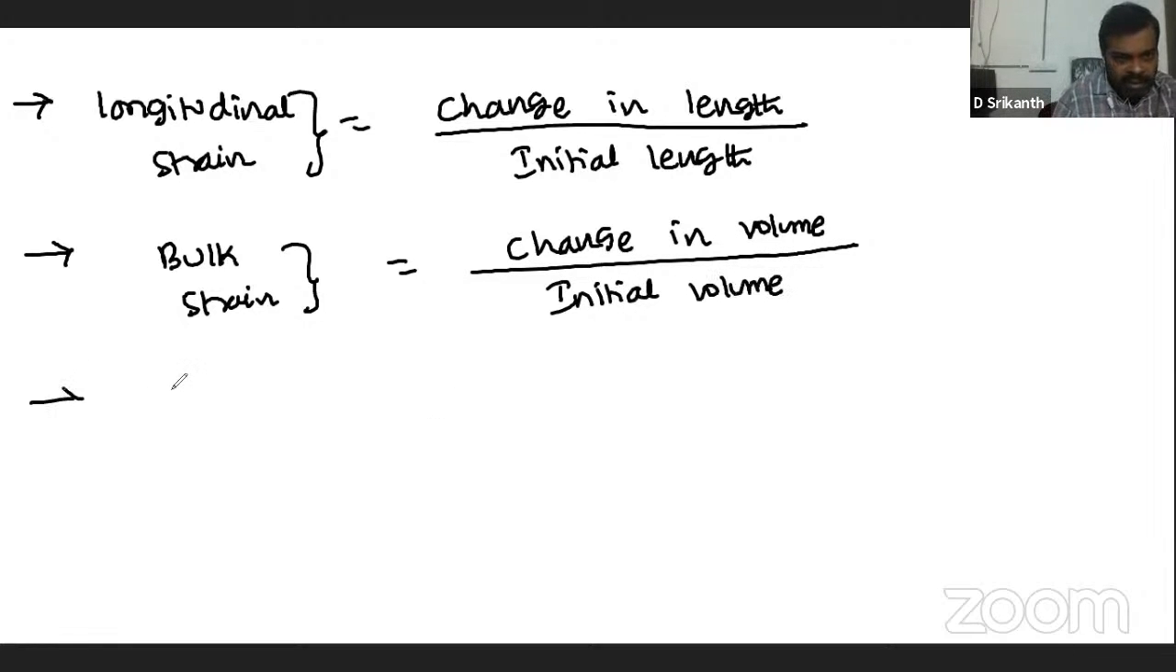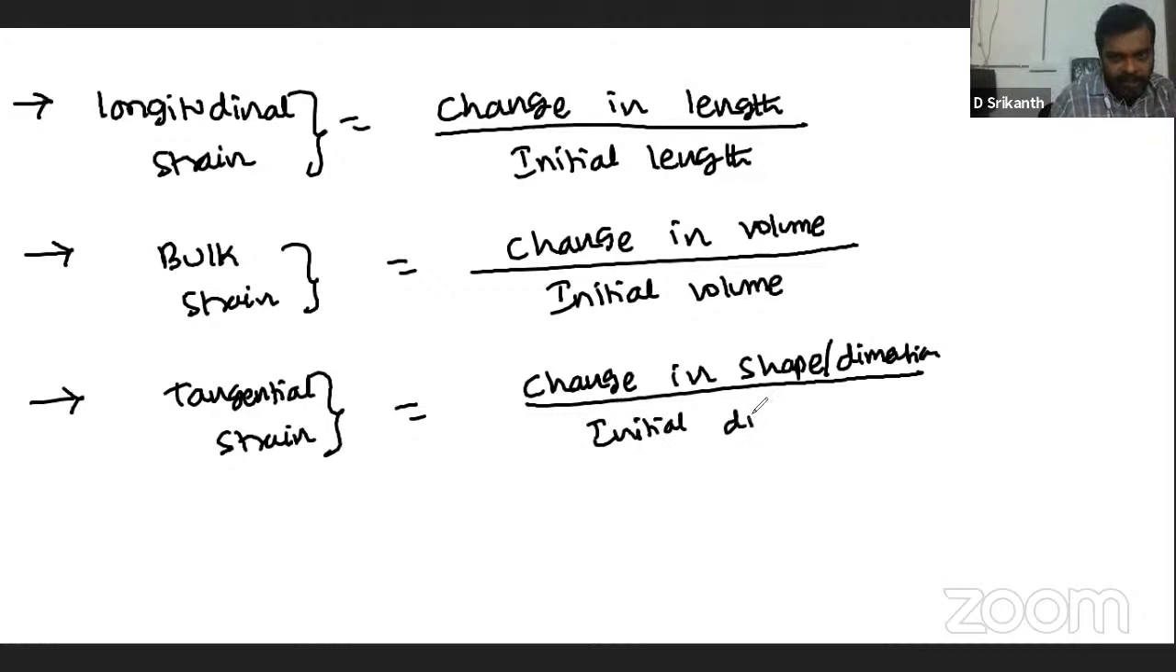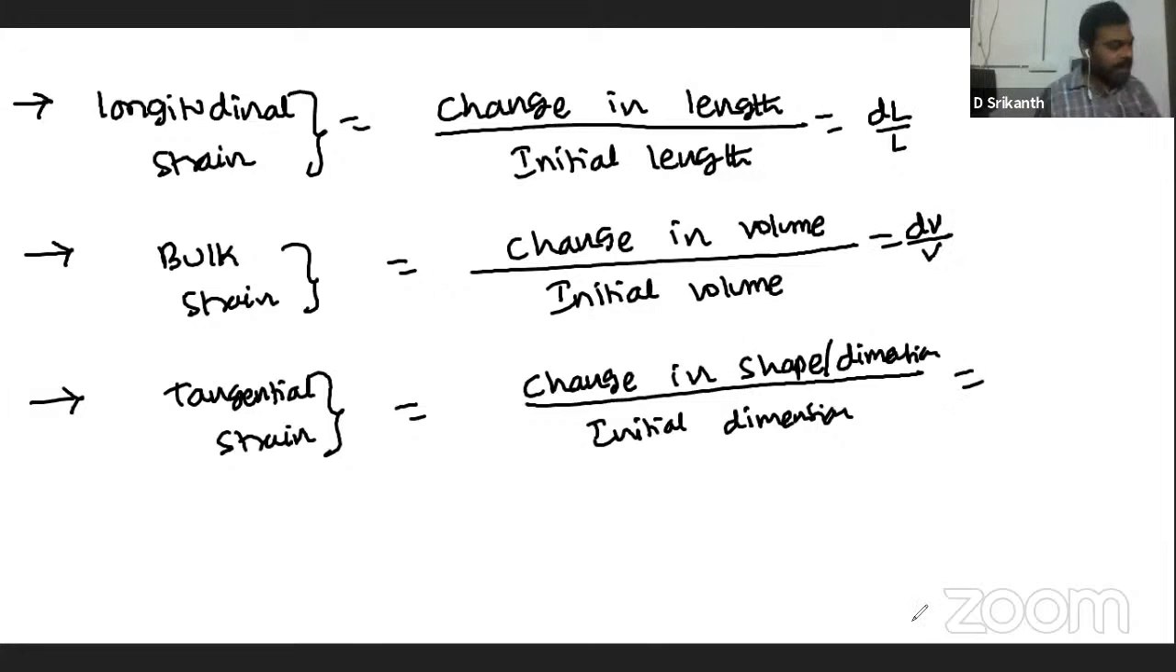Next, tangential strain. Change in shape, or we can say dimension, by initial dimension. That is dl by L. That is dV by V. That is theta by L.